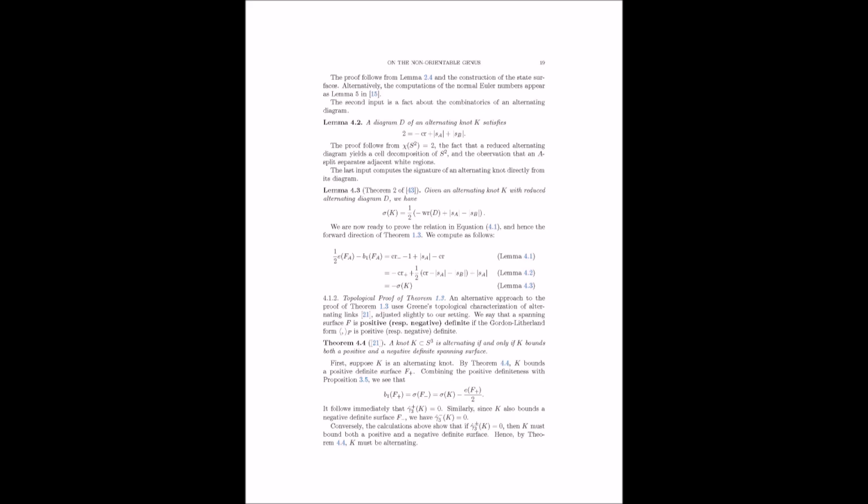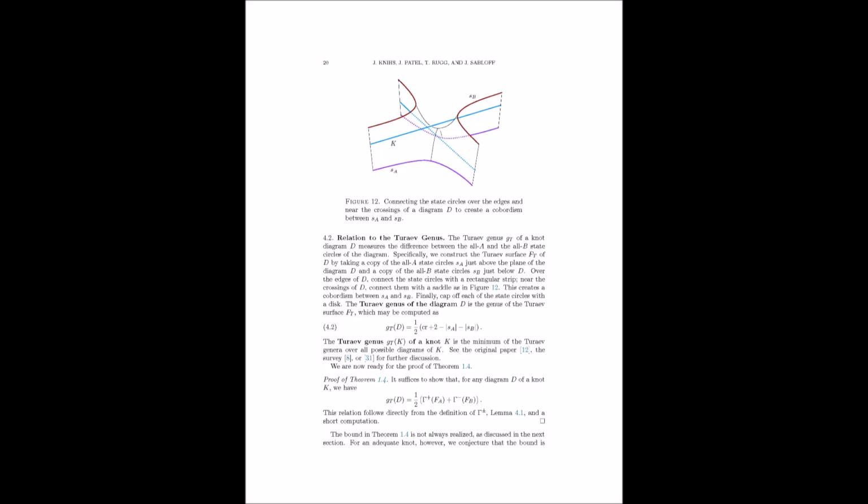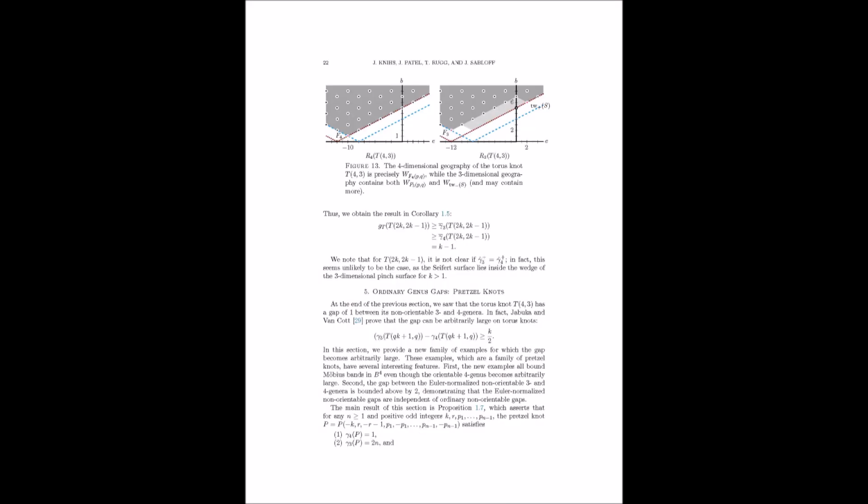Lemma 4.1 gives the formulas for e and B1 for these state surfaces. Mhm. For the all-A surface, e of F_A equals 2 c_R, where c_R is the number of negative crossings. And B1 of F_A equals 1 minus the magnitude of S_A plus c_R, where S_A is the set of state circles. Just counting properties directly from the diagram.